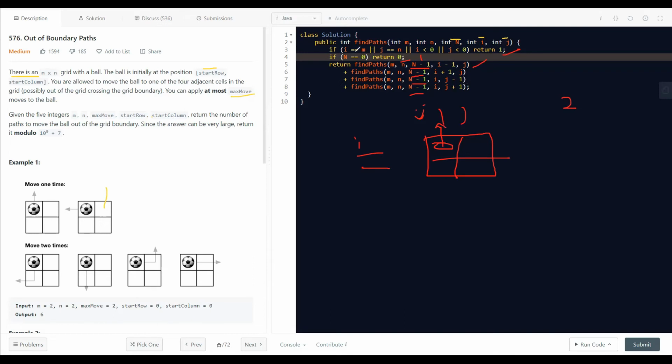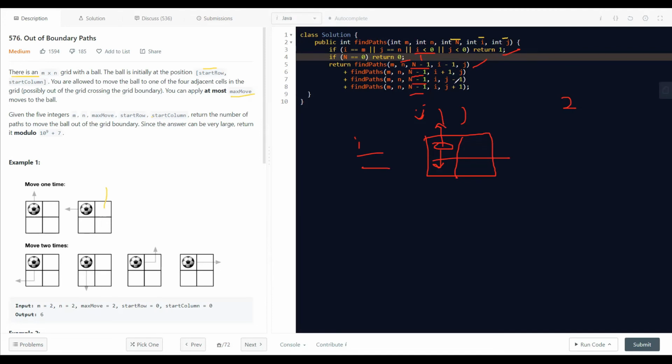We'll find that this goes out, right? i less than zero may happen, so we return one. We'll find one way. We'll then do i plus one, j. i plus one is going down, keeping the same j. So we find no way out of here, fine. We'll go into this path later.